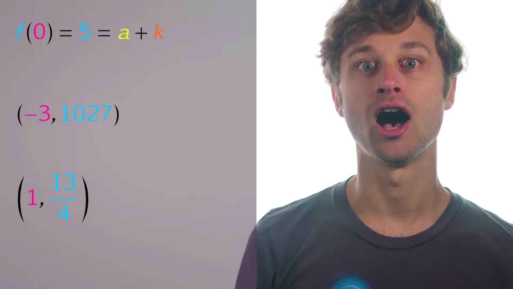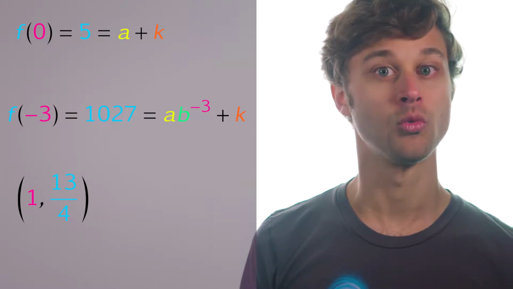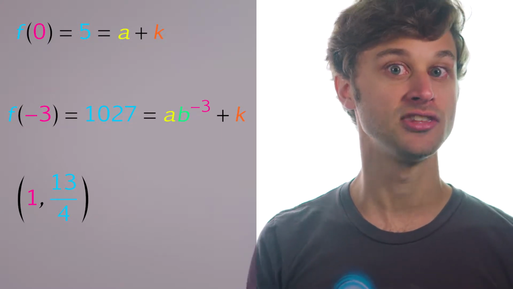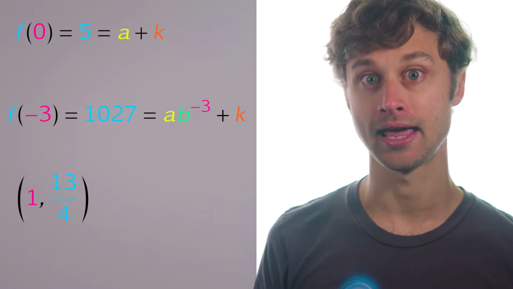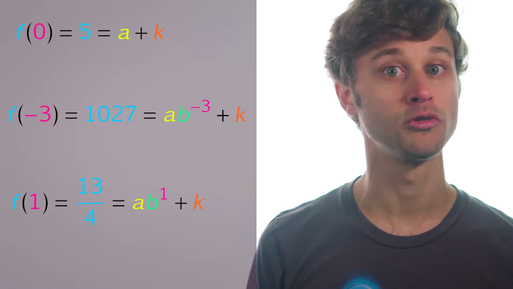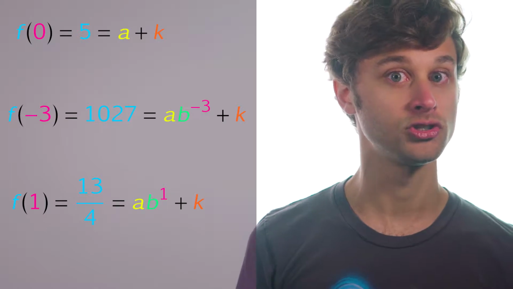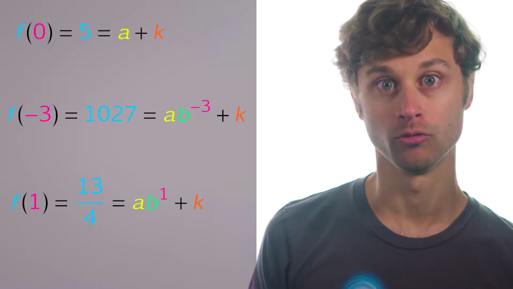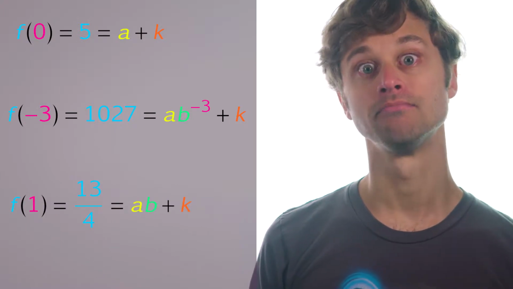Next, f of -3 is equal to 1027, which is equal to a times b to the -3 power plus k. And finally, f of 1 is equal to 13/4, which is equal to a times b to the 1 power plus k, or reduced down, a times b plus k.